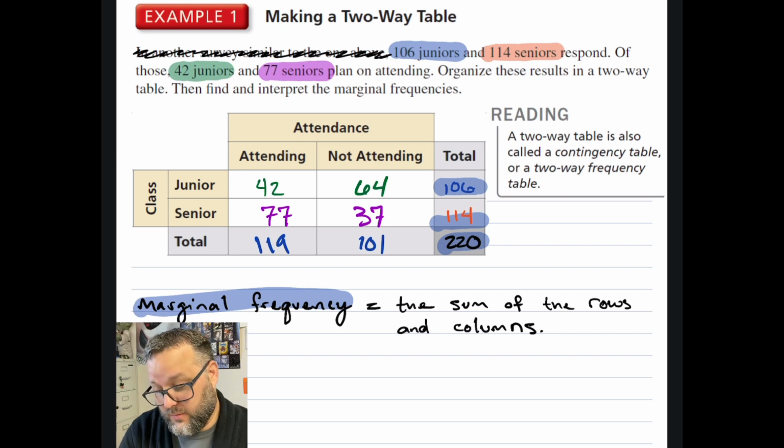And as far as interpreting, we're just looking at the margins to be able to say, well, fewer juniors responded than seniors, and more people are attending than not attending. And then if we look within the table, we can actually see that there's more seniors planning on attending than juniors.